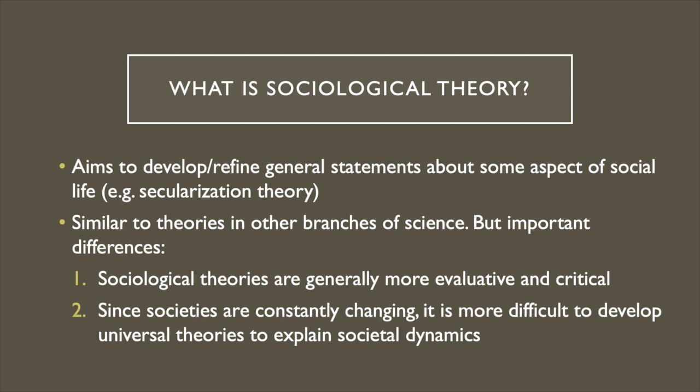Sociological theories share characteristics with theories that are developed in other branches of science, but there are some important differences between sociological theories and theories in fields like physics, chemistry, or biology. The first important difference is that sociological theories are generally more evaluative and critical than theories in the natural sciences. In other scientific fields, it's assumed that the pursuit of scientific knowledge must be free of value judgments, or in other words, that the foremost concern of science is to determine what is and not what ought to be.